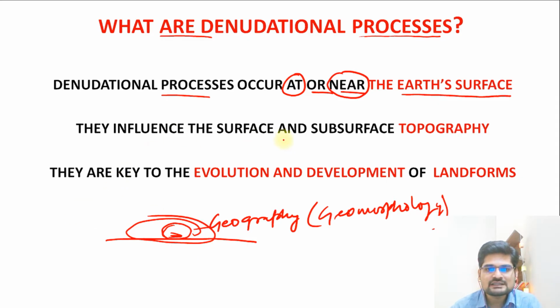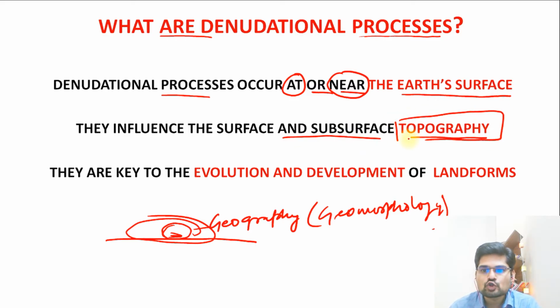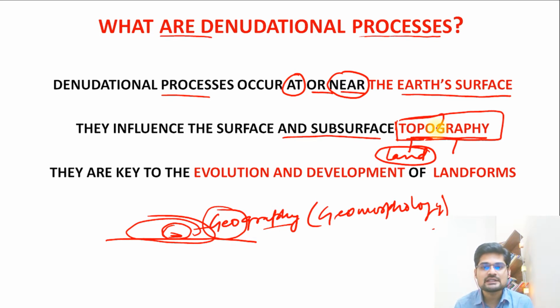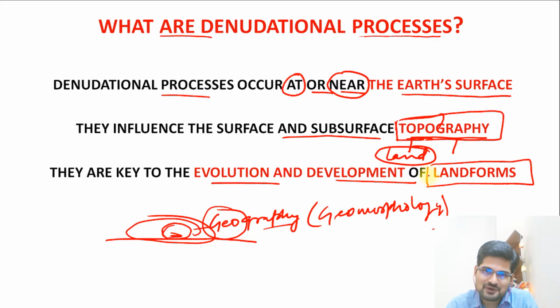Then they influence the surface and subsurface topography. So here the second word that comes in is topography. So in geography, what we do is the entire Earth and its description. But in topography, it is mostly about the land surface, because topo basically means land. So we are talking about these processes that shape the surface of the Earth, that is the land surface of the Earth. So that is where topography is important, and they are key to the evolution and development of various landforms that we study in geomorphology. That's why denudational processes are important.